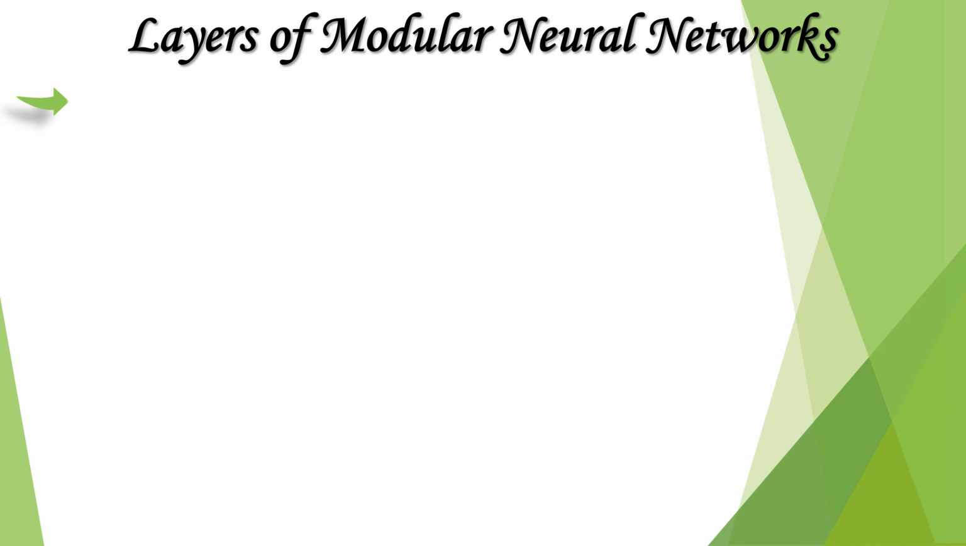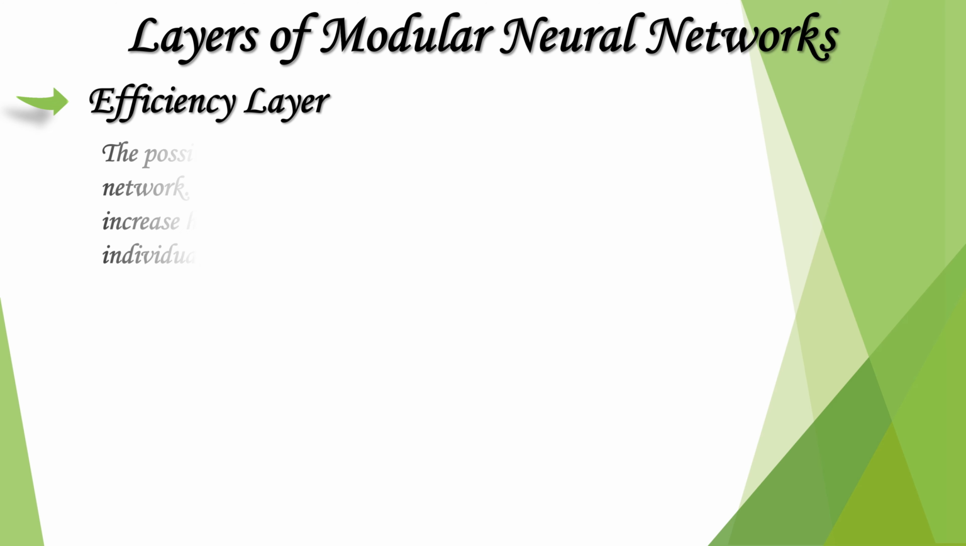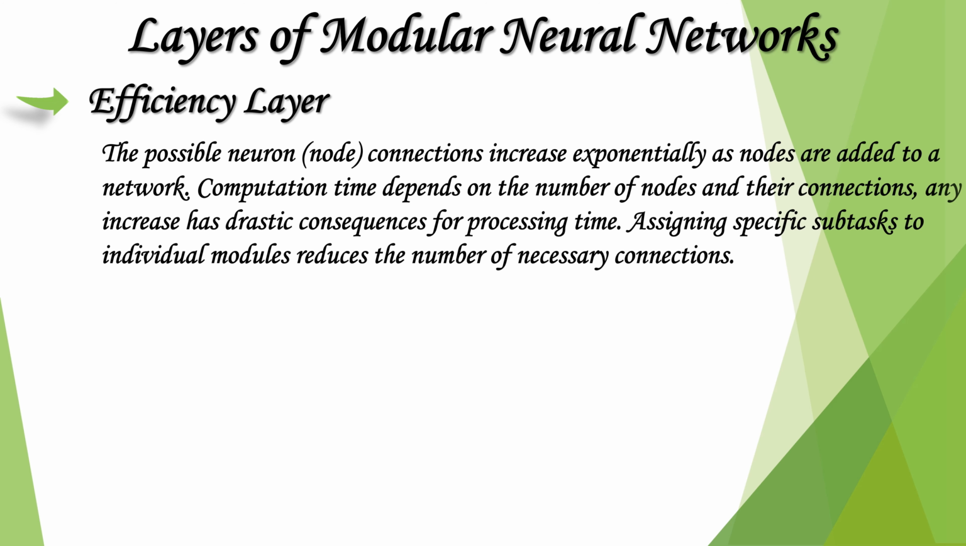Layers of modular neural networks. Efficiency layer. The possible neuron connections increase exponentially as nodes are added to a network. Computation time depends on the number of nodes and their connections. Any increase has drastic consequences for processing time. Assigning specific subtasks to individual modules reduces the number of necessary connections.